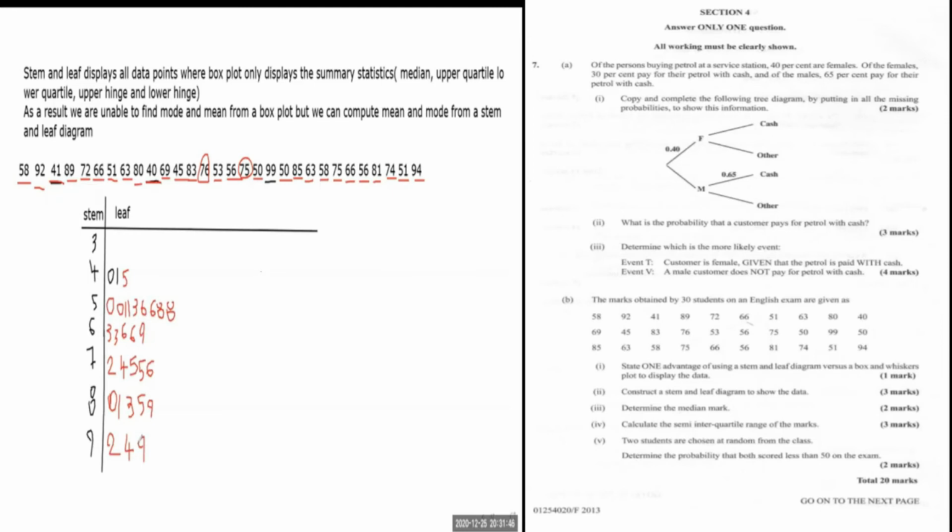It says determine the median mark. So the median is Q2. So the median mark Q2, the median occurs midway at the 15.5 position. That's the median, 15.5 position.